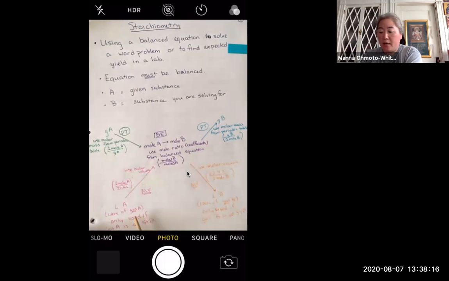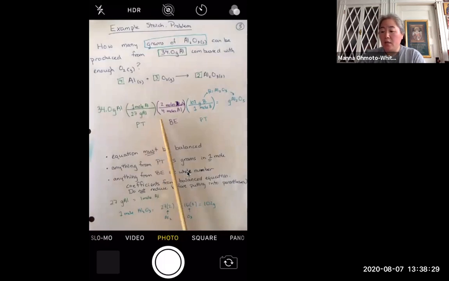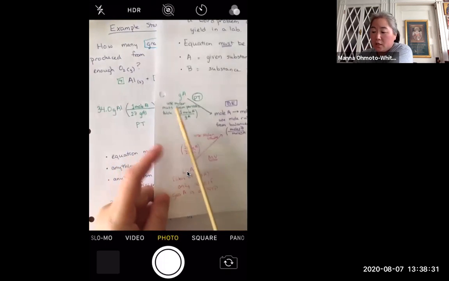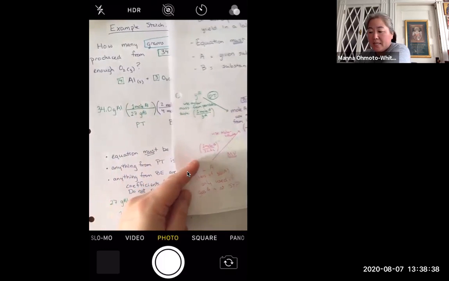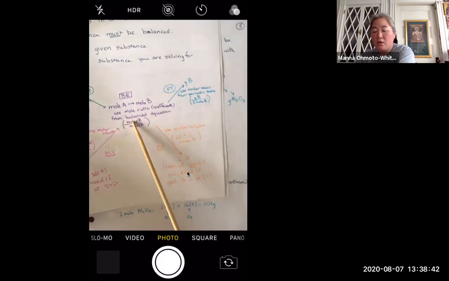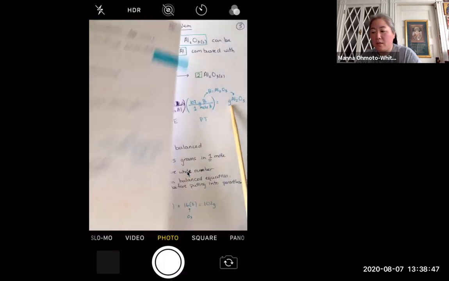So if I go back to my chart, so here is my chart, and I have to go from grams of A to grams of B. So I have to go through green parentheses, purple, and then blue. So that tells me that I'm going to need a total of 3 parentheses. This first one is from my periodic table, and I'm converting grams of aluminum to moles of aluminum. Then my second set is from my balanced equation here, and then my third set is from the periodic table to convert grams to B.